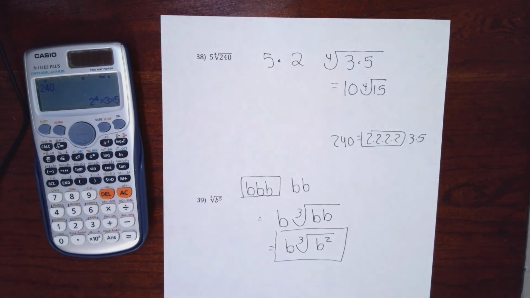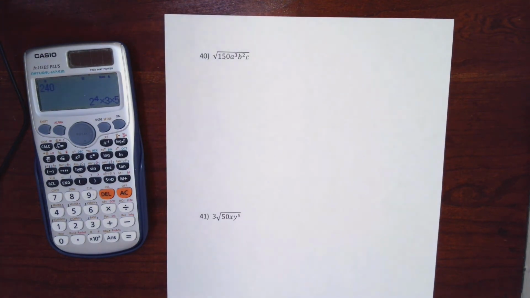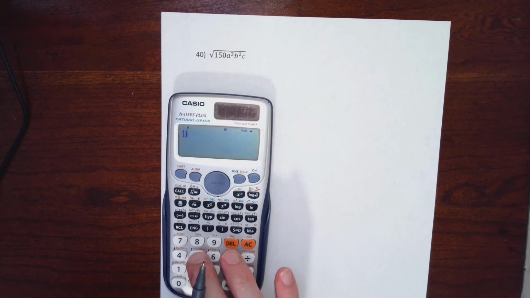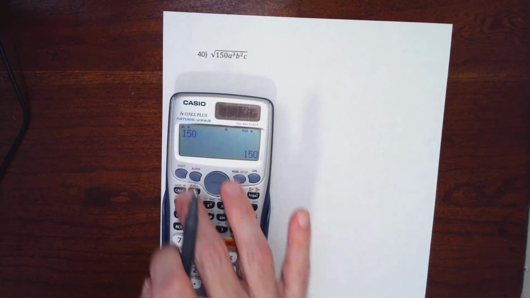And you definitely can skip some steps and do some work in your head. 40 and 41 are a little more involved. They're like kind of 3 or 4 problems in one. 40 is a square root. I'm going to reduce each piece separately.